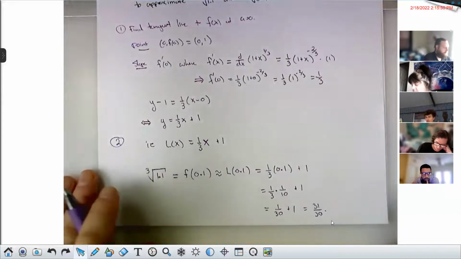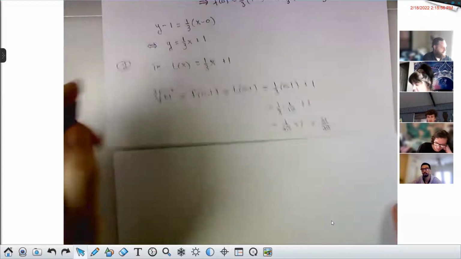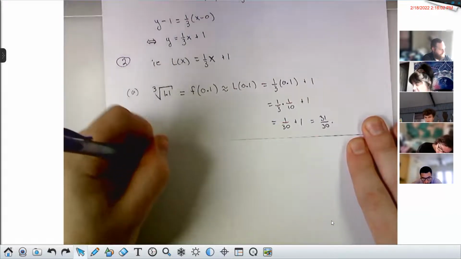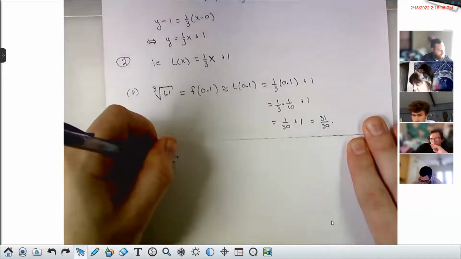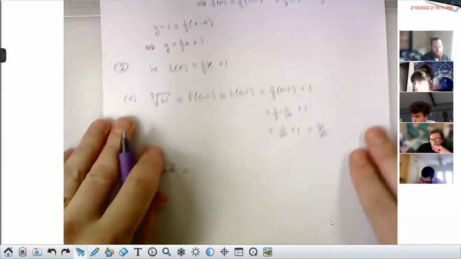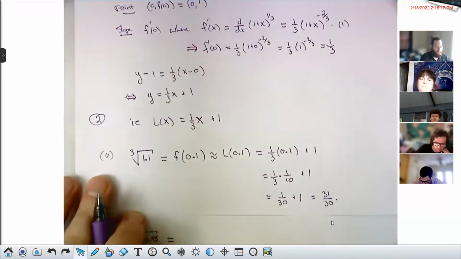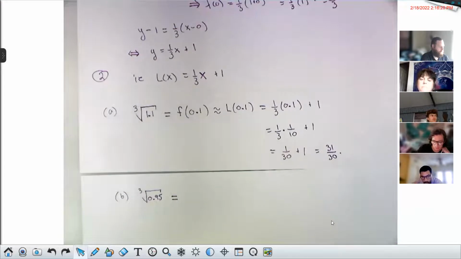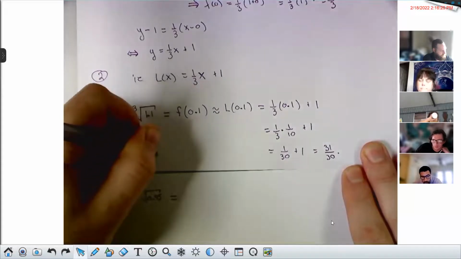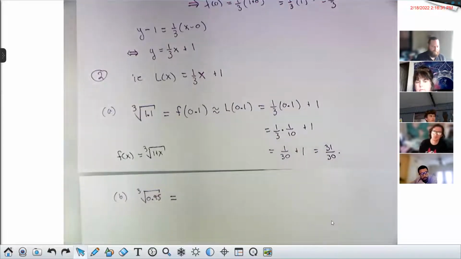Okay. They also asked us to approximate the cube root of 0.95. That's the answer for part A. The answer for part B, 0.95. And again, here we need to think about what value of the function f corresponds to this guy. So f of x is the cube root of 1 plus x. So the cube root of 0.95 is f of what?